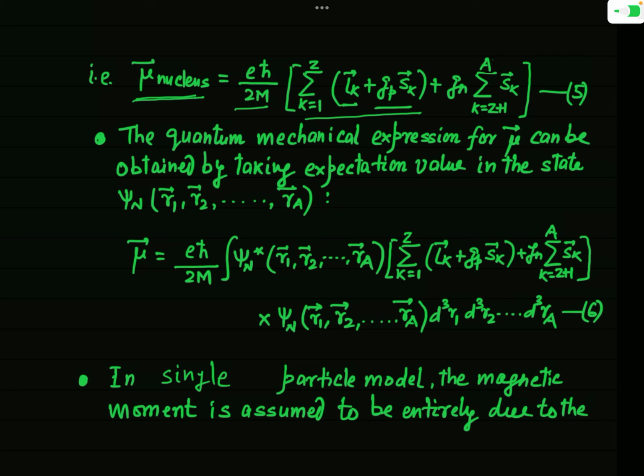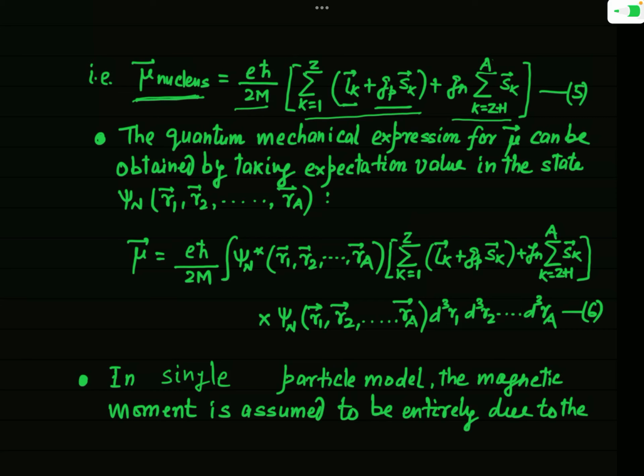But in case of neutron, you know there is no magnetic moment due to its orbital motion. Only due to the spin does the neutron have magnetic moment, and so for neutrons we write the term Gn, summation over k from Z plus 1 to A of Sk. So simply we have added both angular momenta, and then we obtain both magnetic moments, and then you obtain the total magnetic moment mu nucleus.